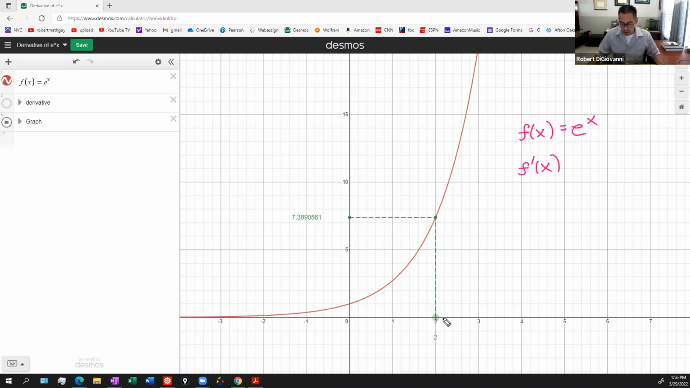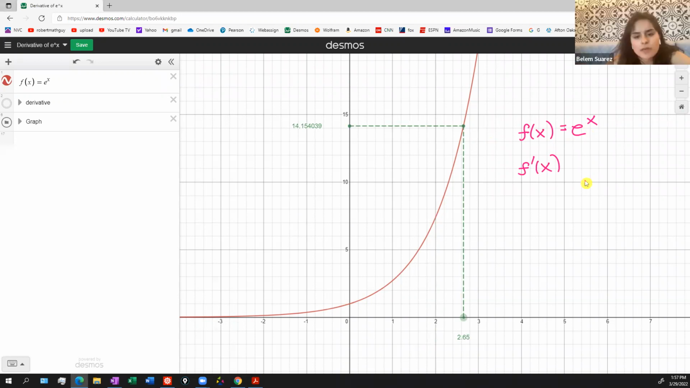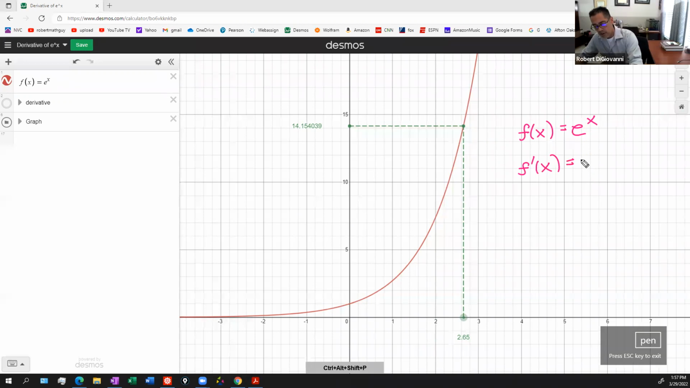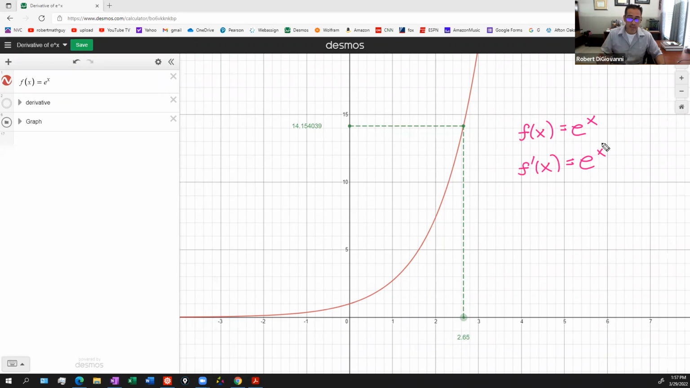It's the same output. So if I go to the number 2.65, and I want to know the value of the derivative there, all I need to do is just tell you 14.15. But where did 14.15 come from? It came from e being raised to 2.65. So is it going to be e to the x? Exactly. It's itself. The derivative of e to the x, if you want to know the slope of the tangent line on this curve, all you need to do is just plug that value into the original function.